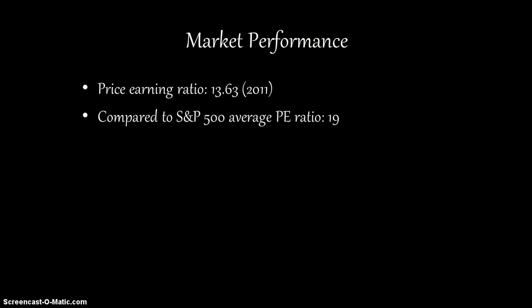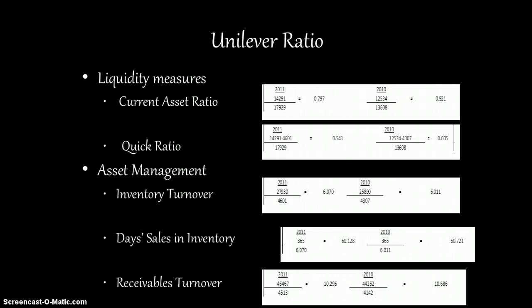Lastly, we'll see Procter & Gamble's market performance. EPS, or earnings per share, shows how much earnings the firm receives after dividing its net income by the shares outstanding. Comparing to the Standard & Poor's 500 average price to earnings ratio of 19, Procter & Gamble has a P/E ratio of 13.63 in 2011, a jump from 13.33 in 2010. Sometimes companies with lower P/E ratios are a safer investment than those with higher P/E ratios. This can mean a more consistent market price on stocks, or interest rates do not fluctuate as much, creating less risk.